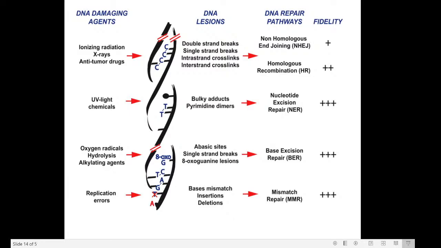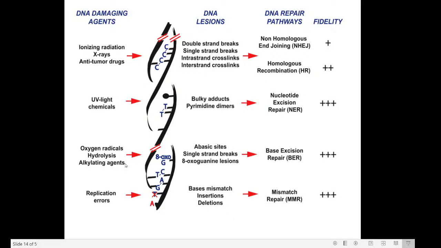Here is also the easiest form of the explanation of how it has happened. First, ionizing radiation causes damage that is repaired by the non-homologous end joining method. So at the end alone we can change the sequence. It may be cured by homologous recombination. Then UV and chemical damage caused by UV is repaired by nucleotide excision repair.